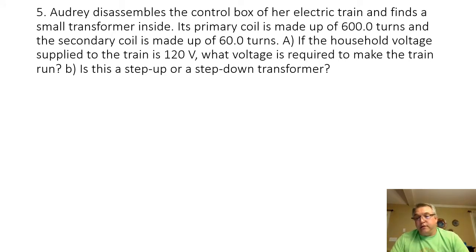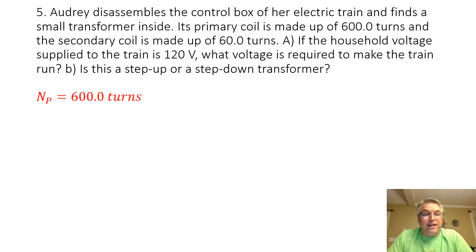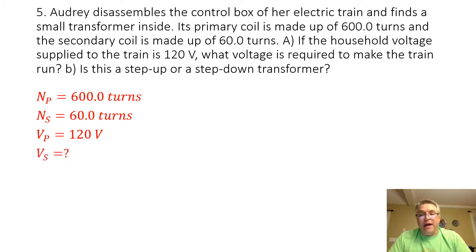All right, let's take a look at the problem. We know that the number of turns on the primary coil is 600. The number of turns on the secondary coil is 60. My input voltage into the transformer is 120 volts. And we're being asked to find the secondary voltage, or the voltage coming out of the transformer.